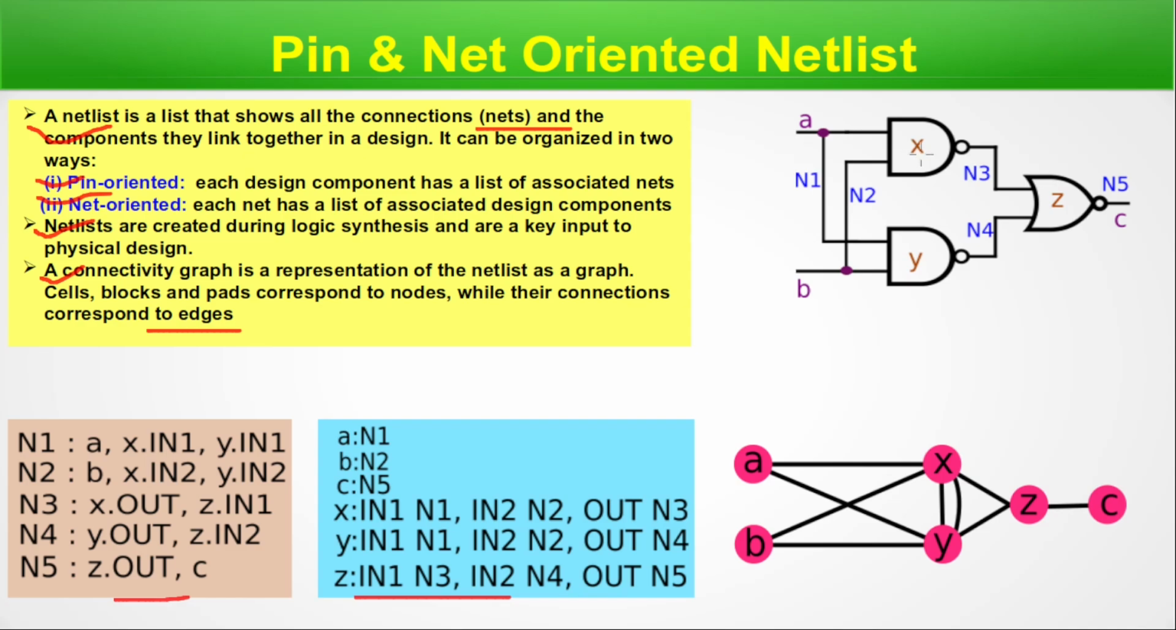Net 2 is connected with input 2 of X and input 2 of Y. This way, the description is done. Now, net 3 is connected with the output of X and input 1 of Z. This way, the connection is done. So, this is the graphical representation of this circuit.